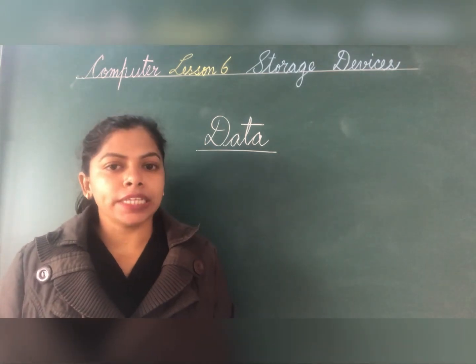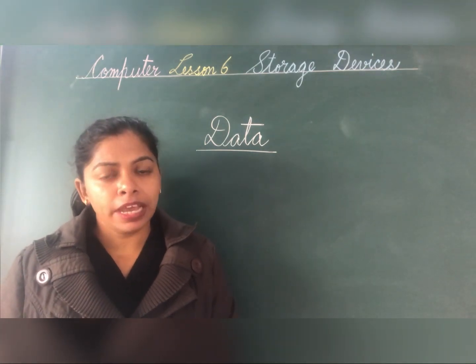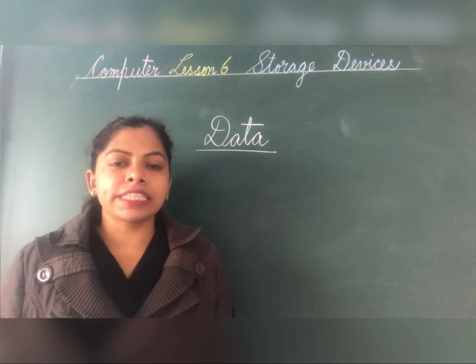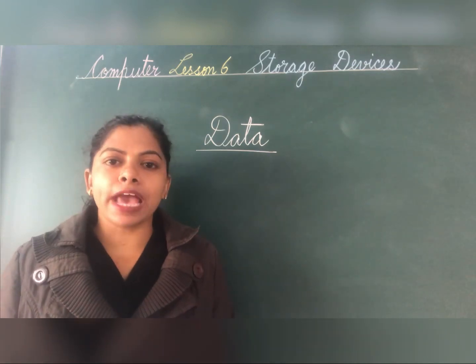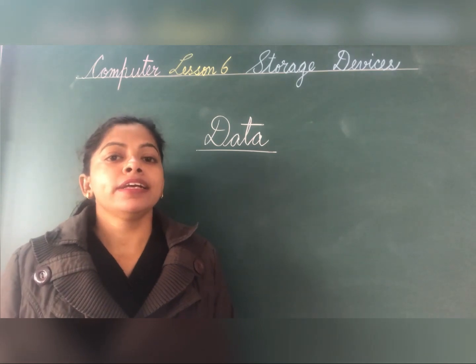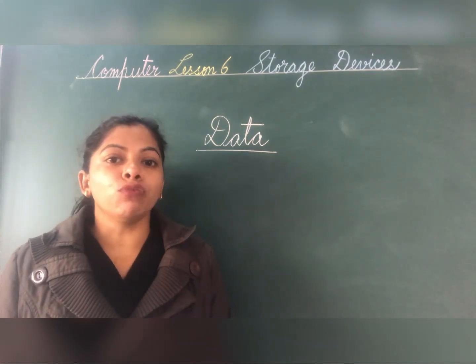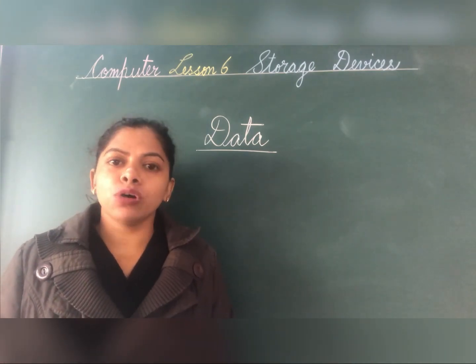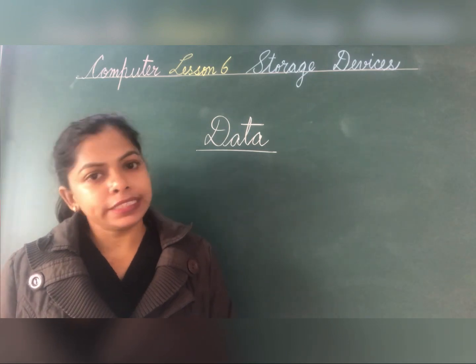And children, data can be of different types. It can be text, and text can be words, text can be numbers and text can be sentences. It can be sound, it can be a video, okay? So data are of different types.